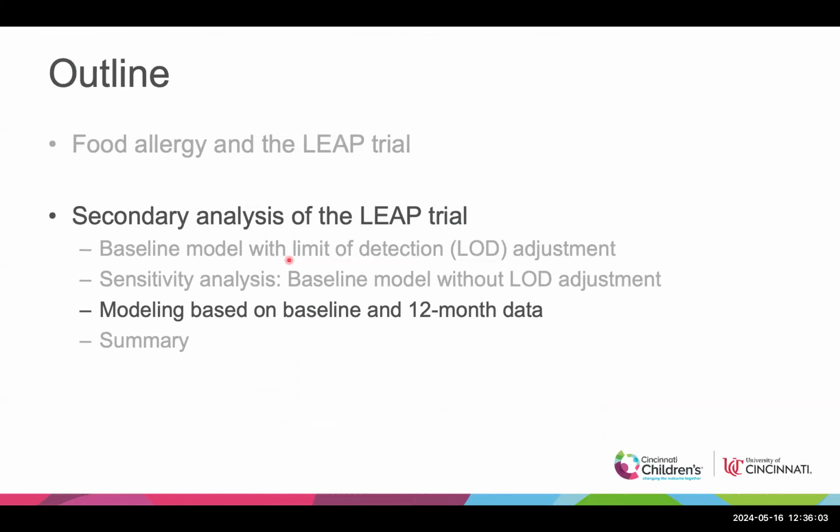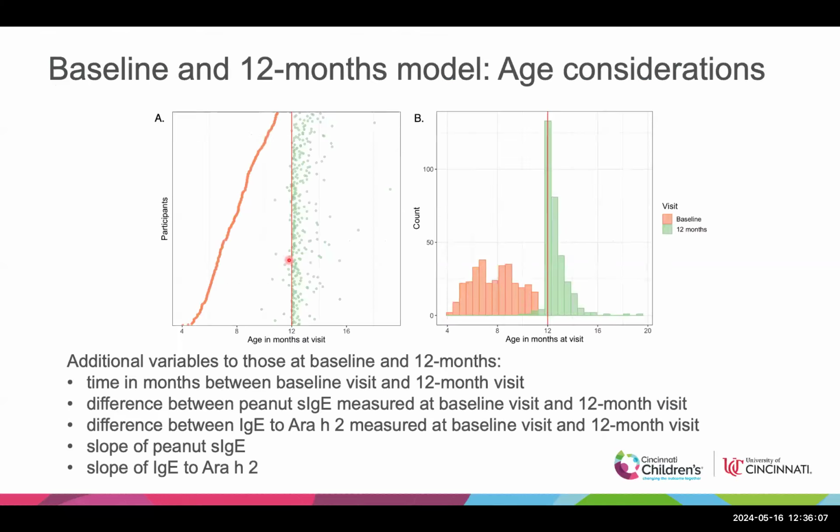So what we did is build a model using baseline and 12 months data, fully acknowledging that this is not really clinically relevant, because if a clinician sees these infants at baseline, they probably should recommend introduction, not wait until they see them at 12 months. But it's really for us to understand whether the change in IgE is more associated with developing allergy than the actual absolute value. So we used the same variables that we used before at baseline and 12 months.